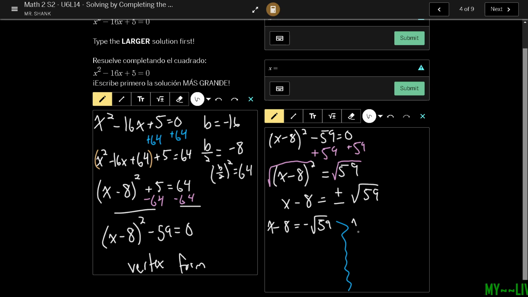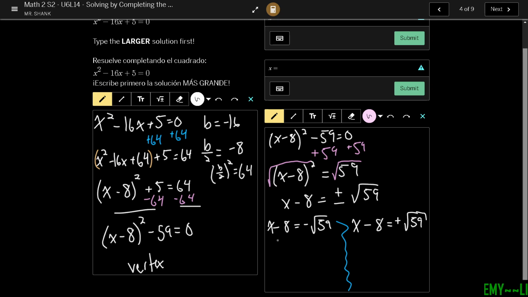And on the right side, I have x minus 8 equals positive square root 59. Make sure you're seeing again the two main differences between those two are the plus and minus sign. So that should be the only difference between those two. All right, so now I can do the same step the whole way across.